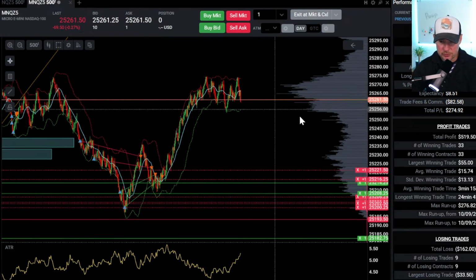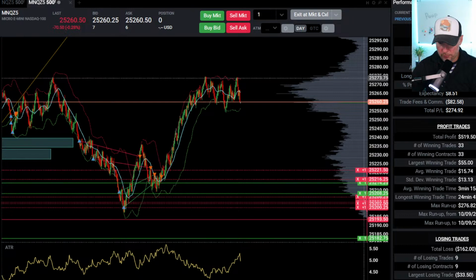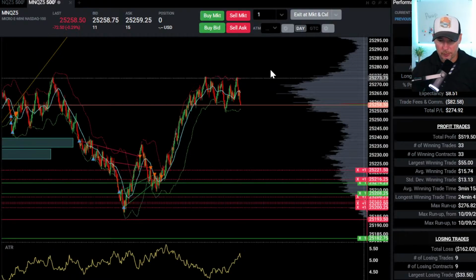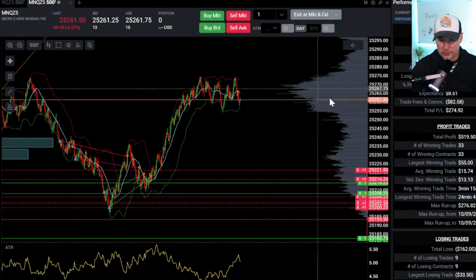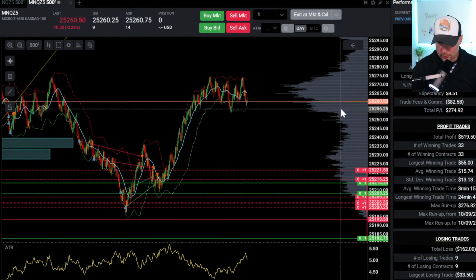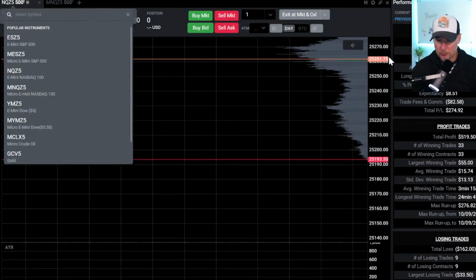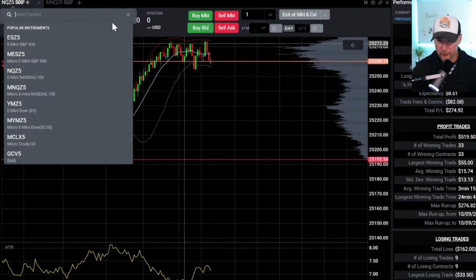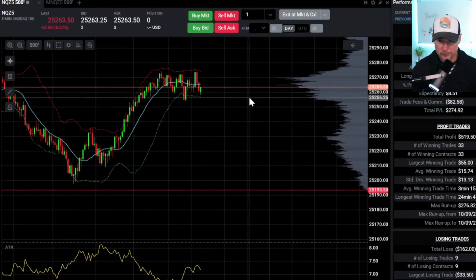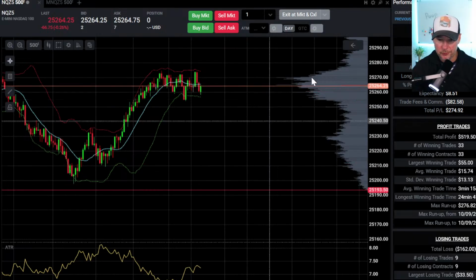All right, I think there's gonna be some sort of flag formation. Quant Tower is taking its sweet time. Okay, so I really want to take this long here with NQ. Just missing that opportunity.